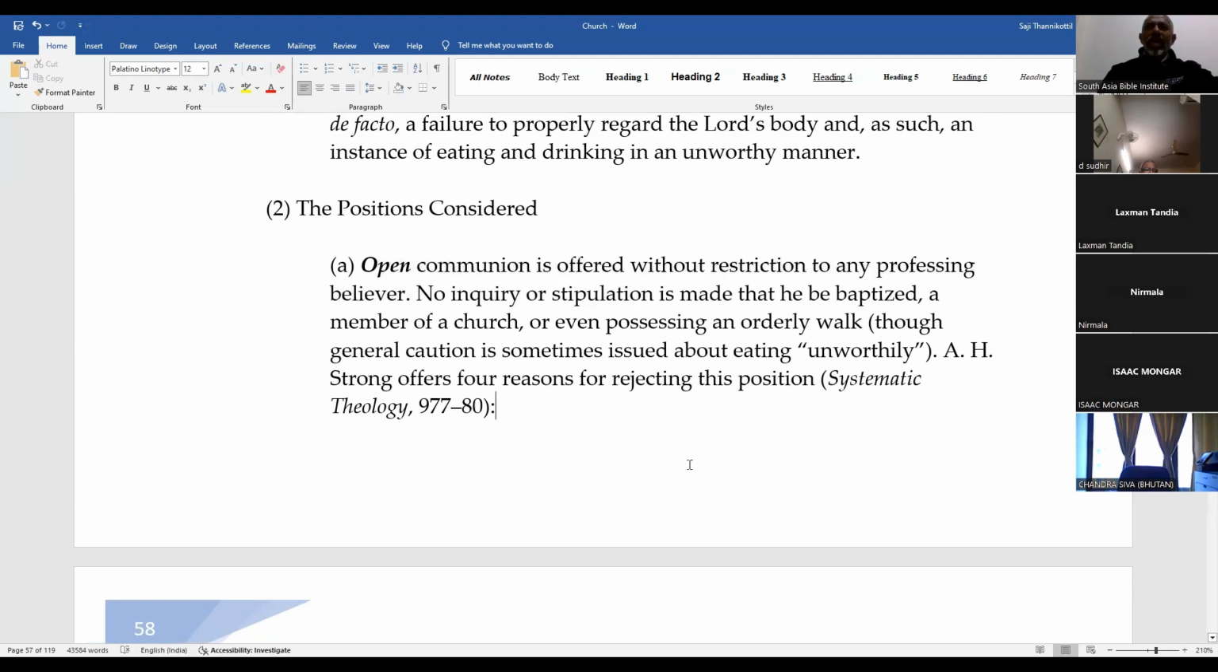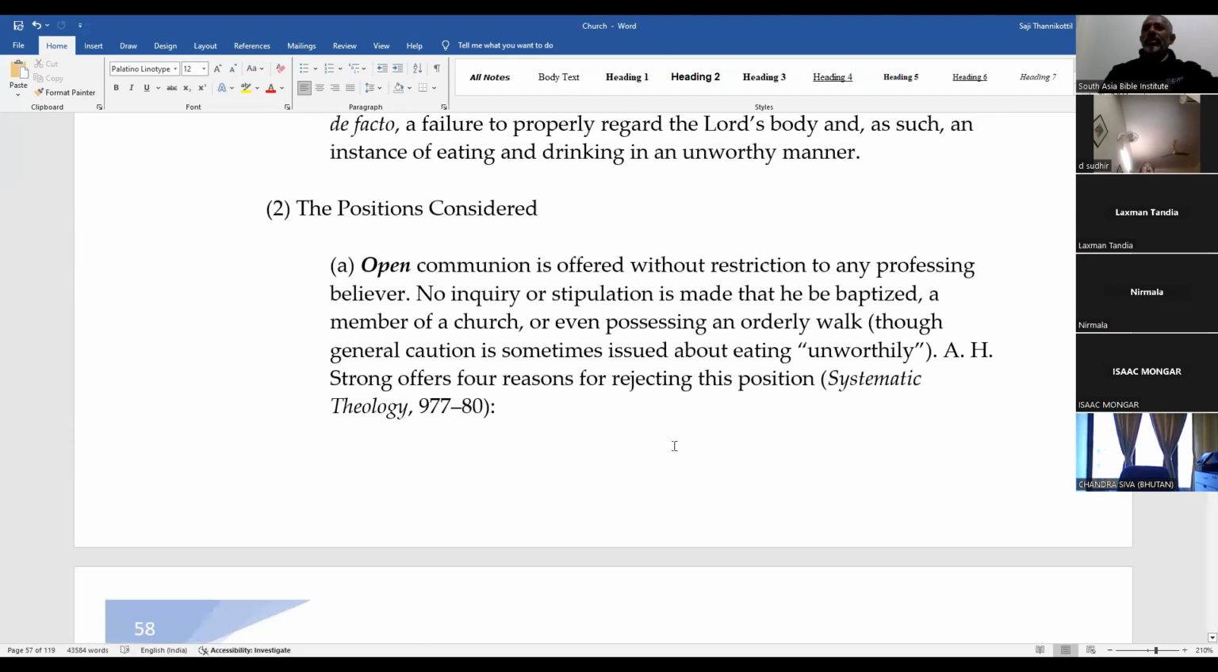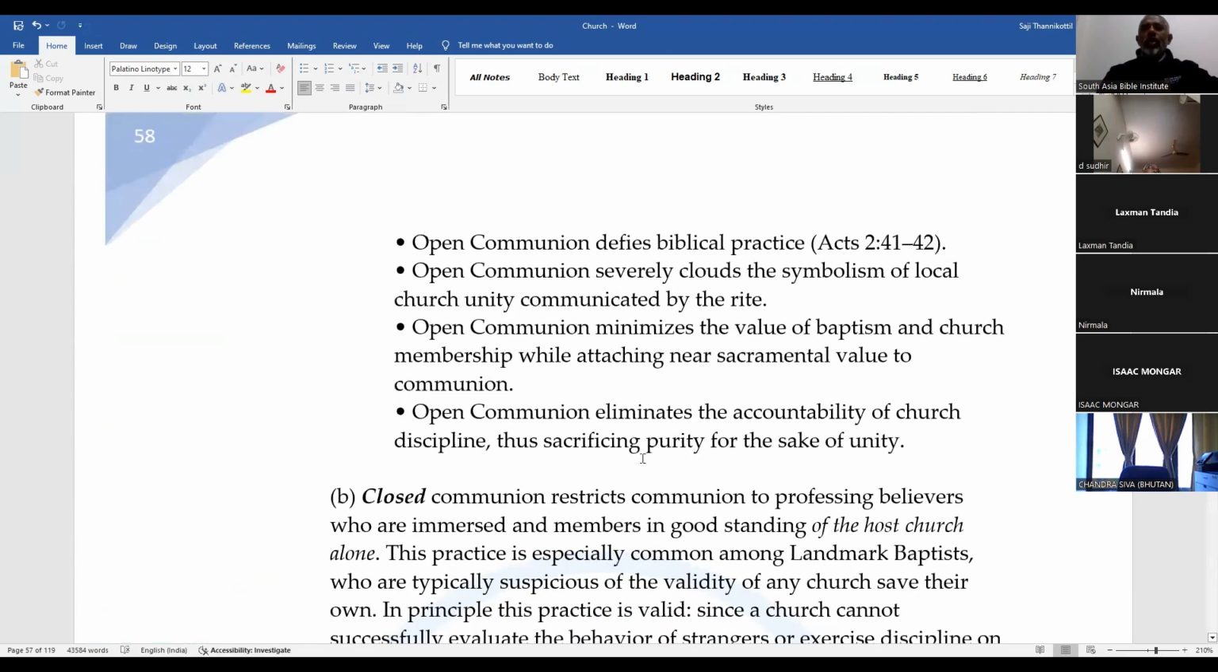A strong theologian offers four reasons for rejecting this position. All right, why we should not have open communion. He says, open communion defies biblical practice, right?